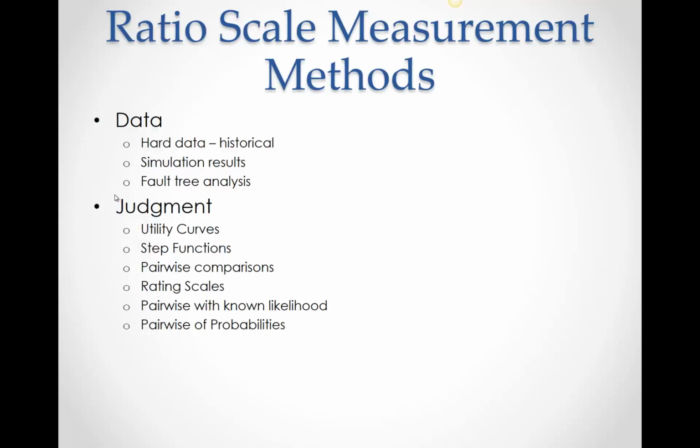They include hard data, based on what happened in the past, results of simulations, provided the simulations produce ratio scale measures, fault tree analysis, where there is no historical data to rely on, nor simulation, nor output from other models, judgment, elicited from management, subject matter experts, and the general population, can be used to produce ratio scale measures, provided proper methods are used. Such methods are available in Riskion and include utility curves, step functions, rating scales with ratio scale intensities, pairwise comparisons including a known likelihood, and pairwise of probabilities.